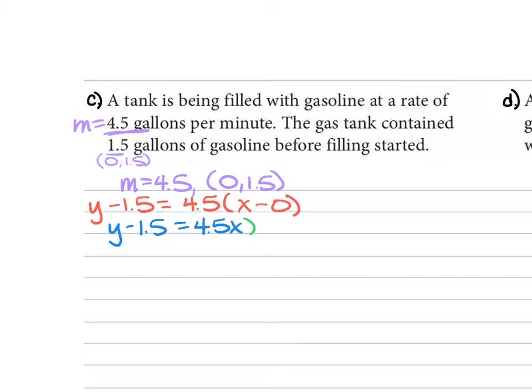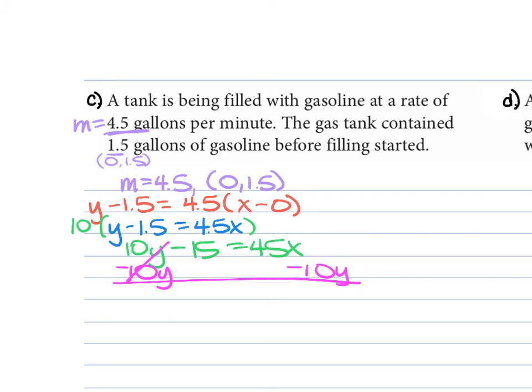We don't want decimals or fractions in this, so we're going to multiply the entire equation by 10. So this is going to give us 10y minus 15 is equal to 45x. That 10y is going to move over by subtracting, and we have 45x minus 10y is equal to negative 15.